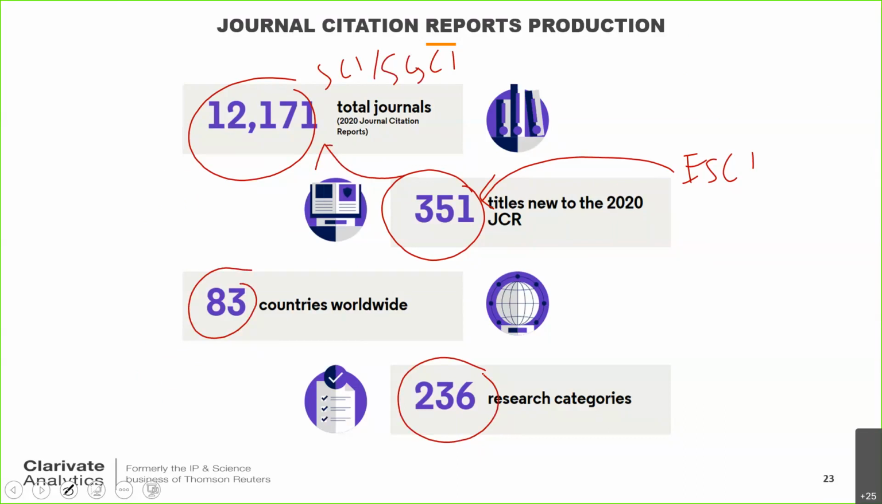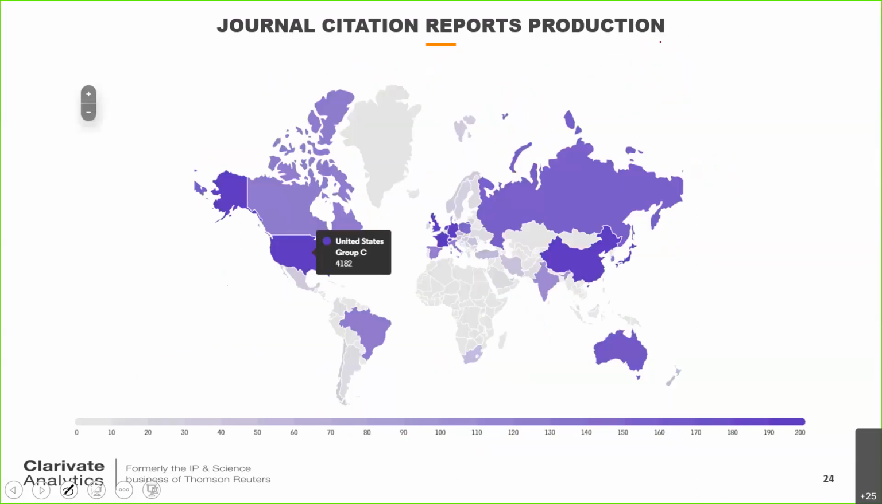So it means that only 12,171 total journals have an impact factor. Okay, clear. And mostly coming from the United States. One third coming from the United States.